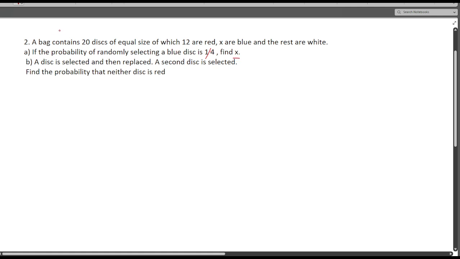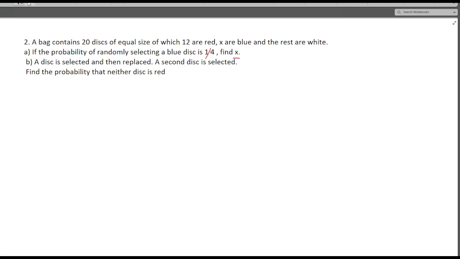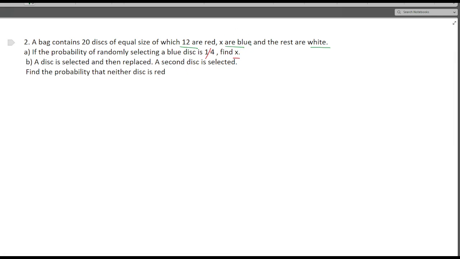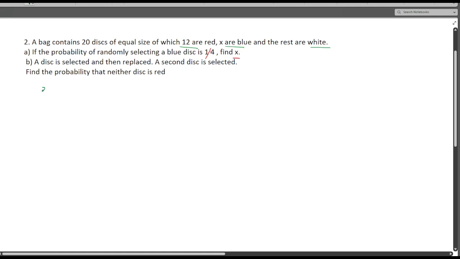Find out X. Now the question is, bag contains 20 discs of equal size, of which 12 are red and X are blue and rest are white. And the probability of randomly selecting a blue disc. Now blue disc is X. We have blue disc out of 20. So I will say that the probability is X by 20. And this is given to me is 1 by 4. So therefore, X will be 1 by 4 times 20, which is equals to 5.